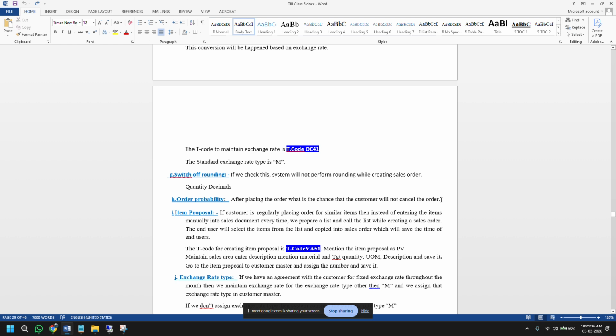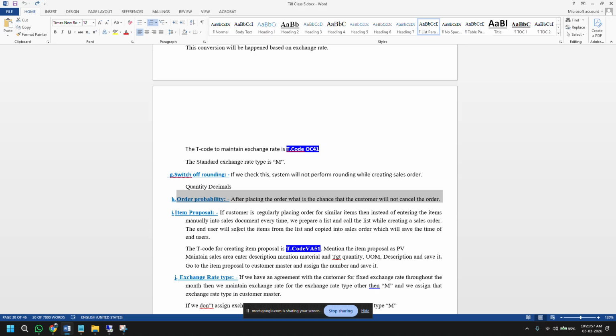Okay. Then this order probability. Let's say there is a customer who always places an order and he always buys. There is no disturbance in the order, so you can maintain that as 100%. That means the customer is placing an order and it's always delivered. There are no hiccups in the orders for that customer.